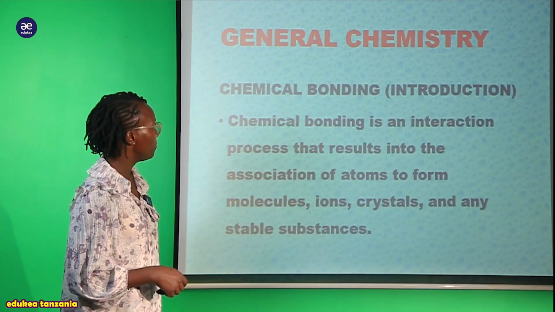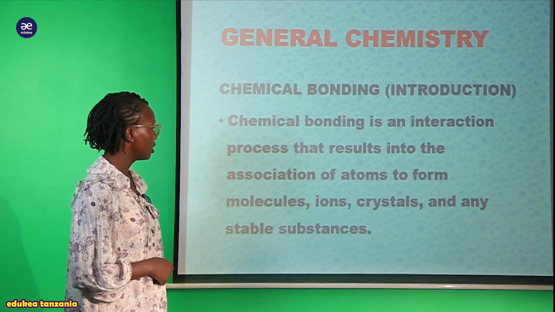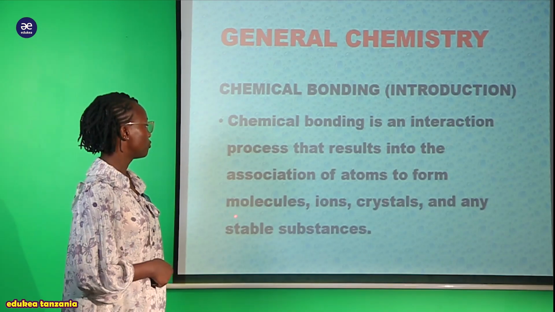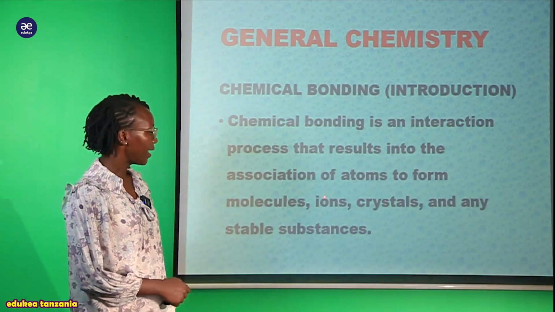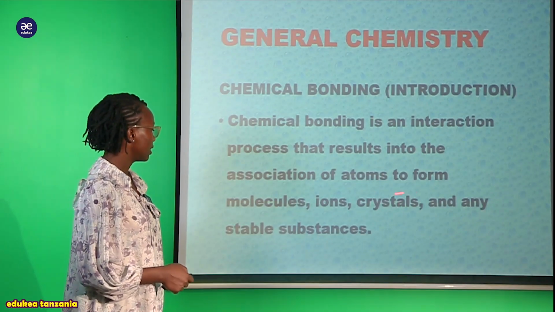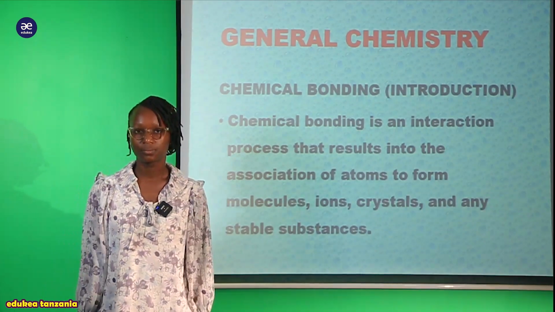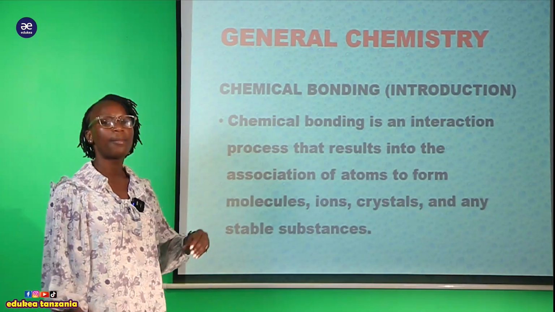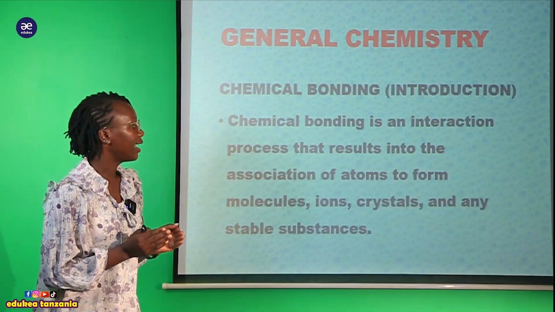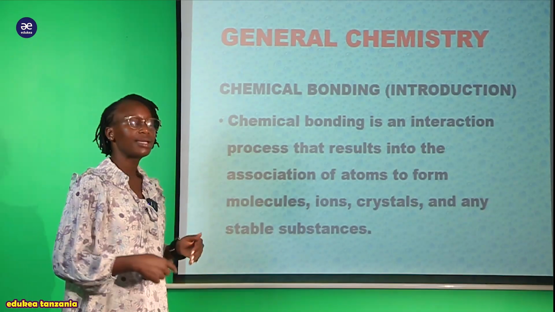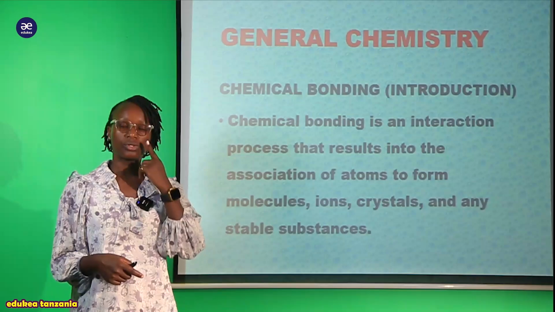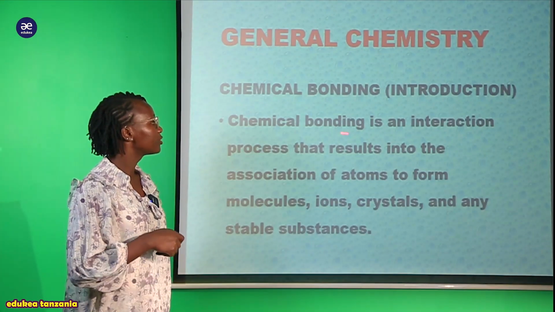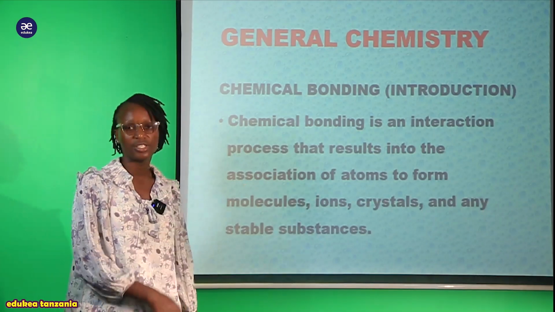So here simply chemical bonding is an interaction process that results into the association of atoms to form molecules or ions or crystals and any stable substance. That is the meaning of the chemical bonding. Kwa hiyo ni ile interaction kama mwingiliano fulani. Mwingiliano ambayo hii inachukua kama ni kitendo fulani ambacho kinatokea. That's why tunasema ni interaction process. This is an interaction process ambayo inatokea that result into the association.